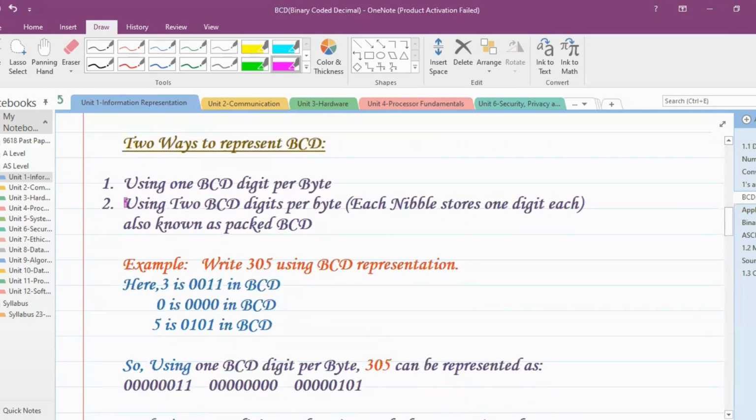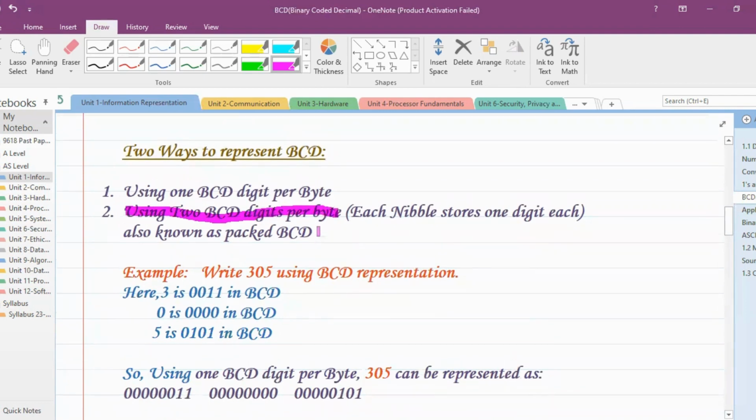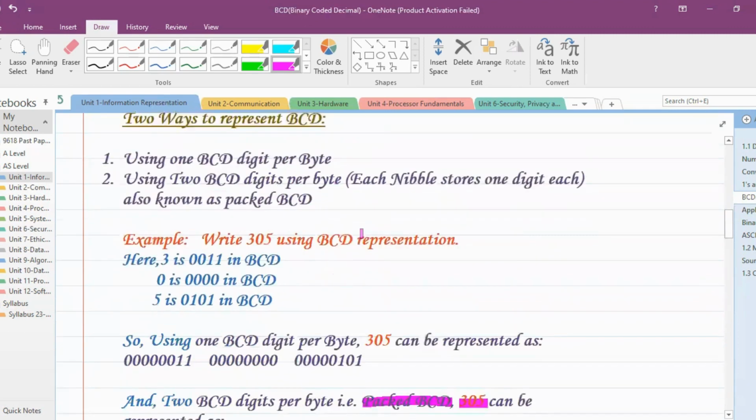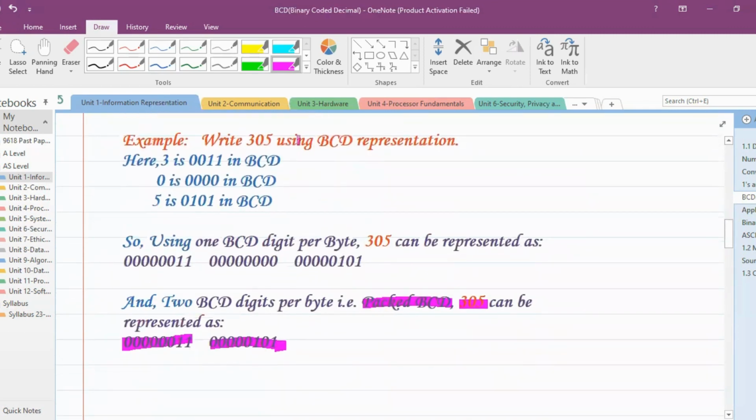But before that, there is another method: using 2 BCD digits per byte. So if we have 8 and 9 to represent, you'll write 1000 and then you'll write 1001 in one byte. So the first half of the byte will be filled with one digit, and the other half with the next digit. Let's see with the help of an example.